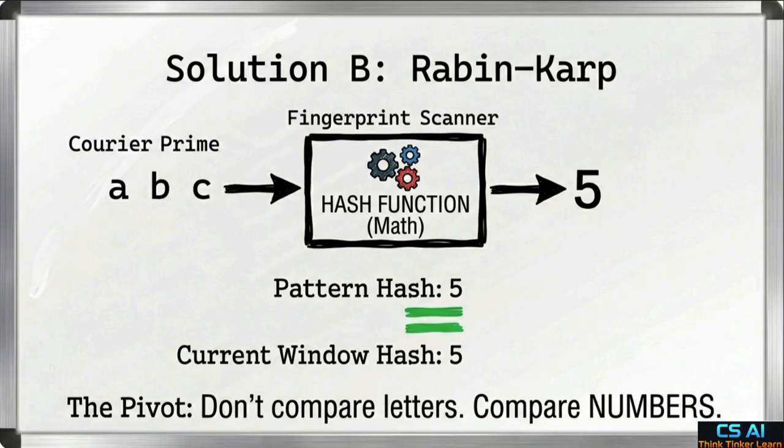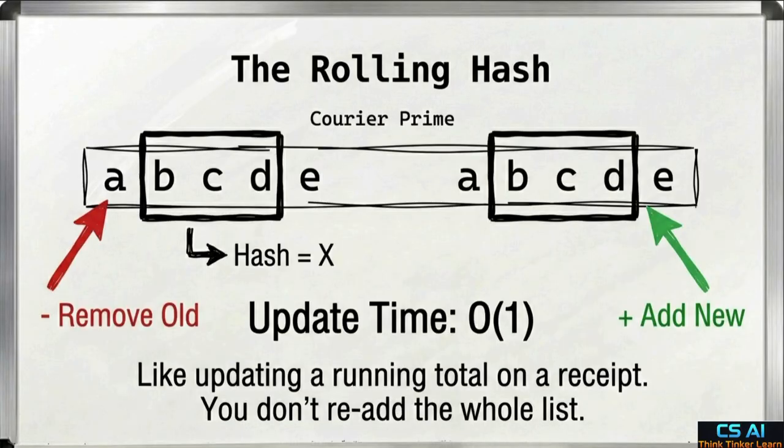Comparing two integers is a single constant time operation for a CPU, whereas comparing two strings takes time proportional to their length. Rabin-Karp aims to make the search process as fast as a series of simple math checks. You might be thinking, wait, if we have to recalculate a hash for every three-letter window, isn't that just as slow as the naive search?